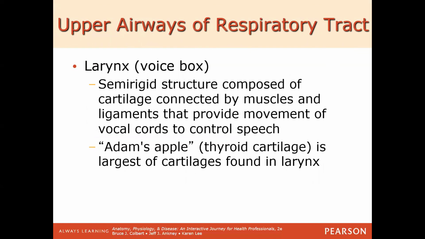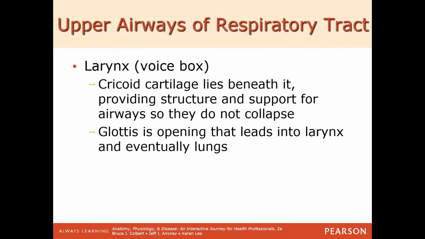Your larynx or voice box is a semi-rigid structure composed of cartilage connected by muscles and ligaments that provide movement of the vocal cords to control speech. The Adam's apple, more prominent in men, is part of your thyroid cartilage. It's the largest of the cartilages found in the larynx. The cricoid cartilage lies beneath it, which provides the structure and support for the airways so that they do not collapse. So it's very strong, stiff cartilage that helps hold that part of the airway open.